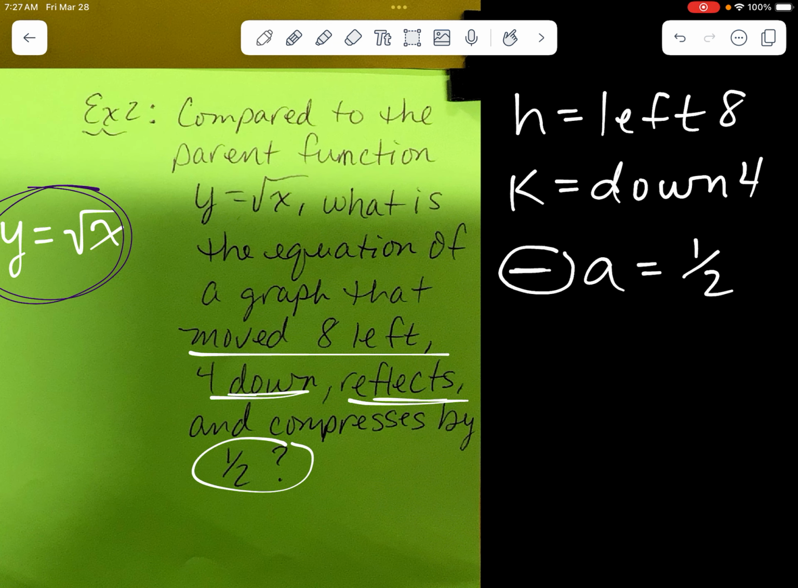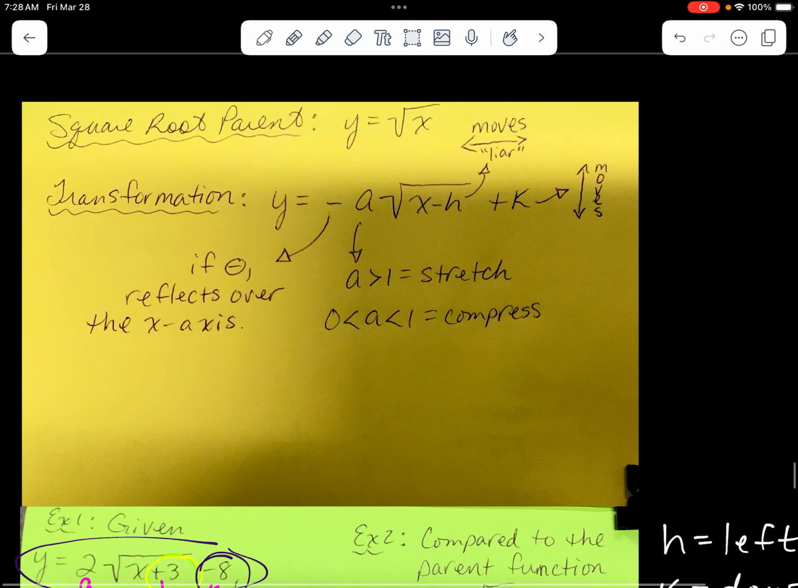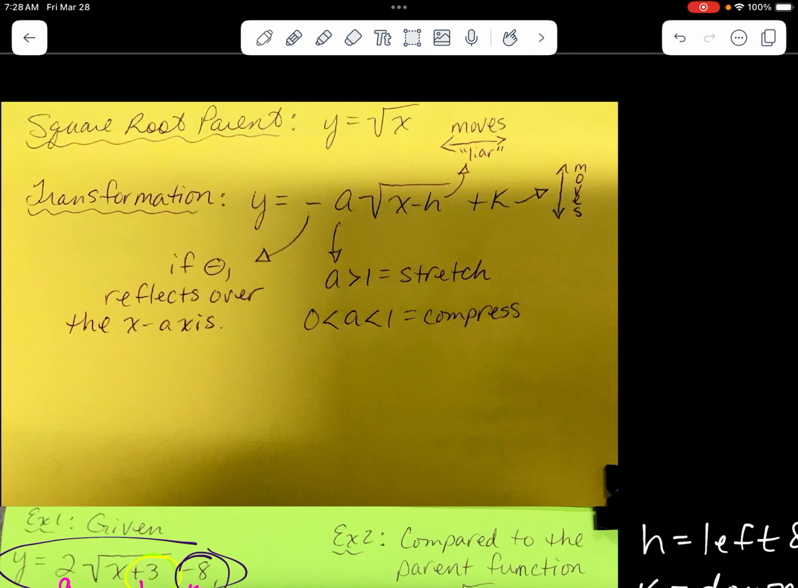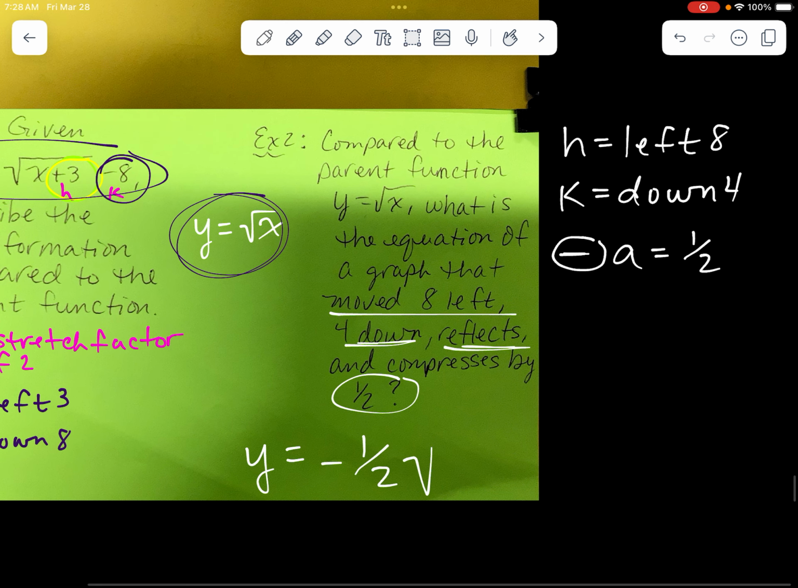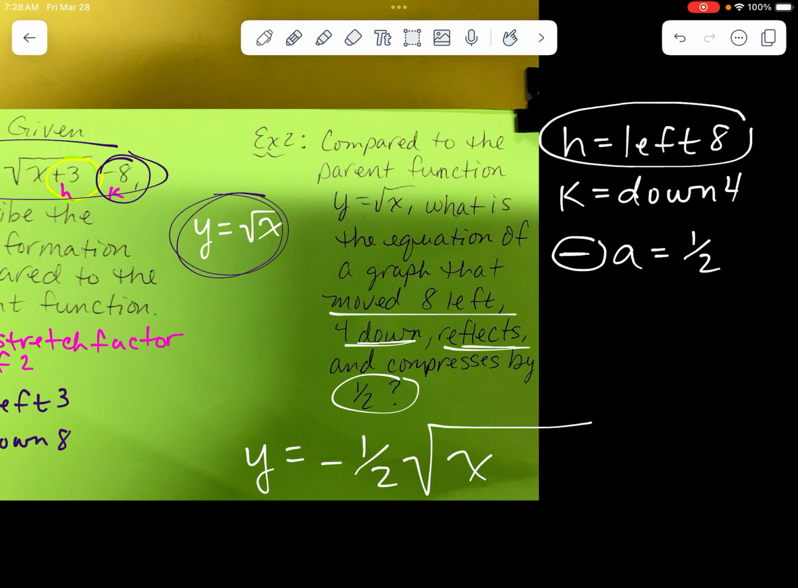So now all we have to do is piece this back into the equation that we had up top here. So we'll just fill in for a, h, and k. Don't forget about the negative. All right, here we go. So we have y equals, we'll write it down here, y equals negative, because we want it to reflect, 1/2 times the square root of x. If we want to go left 8, we want to lie, so we're going to say plus 8, right? If I go to the left of 0, those are my negative numbers. If I go to the right of 0, those are my positives. So we're lying in the parentheses. And then simply go 4 down, so minus 4.